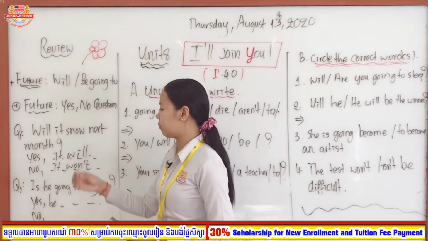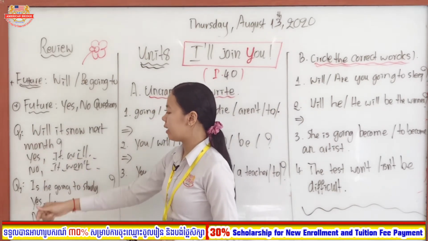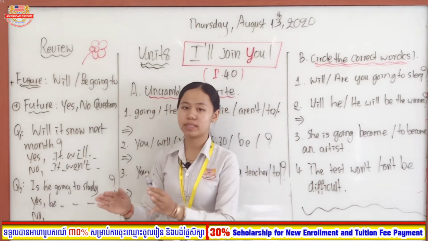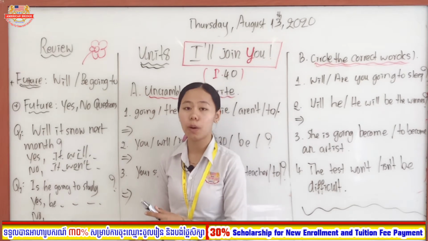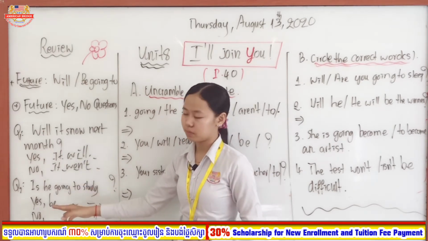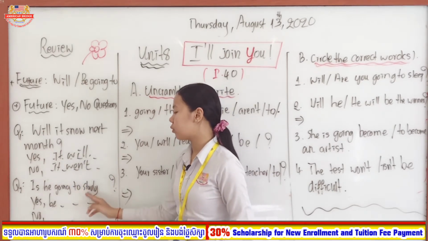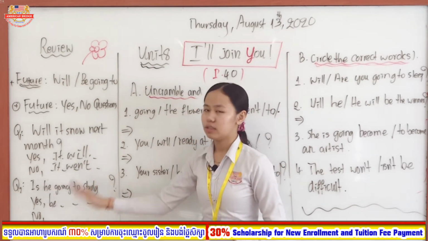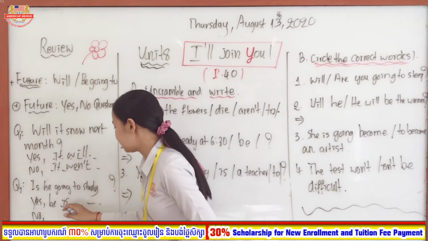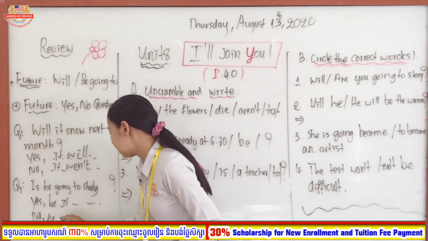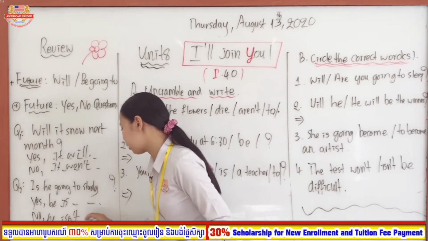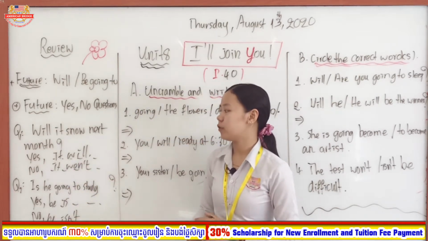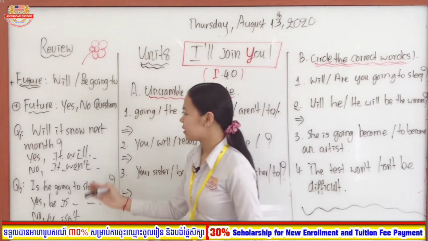When we use be going to, we need to know that we put to be first, in front of the subject in the question form. So we have to be, and then the subject, and then going to, and then the verb, right? So is he going to study? Yes, he is, and no, he isn't, or he is not. You understand? Right, so that's it for our review.